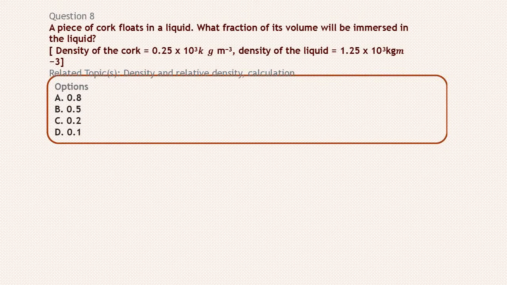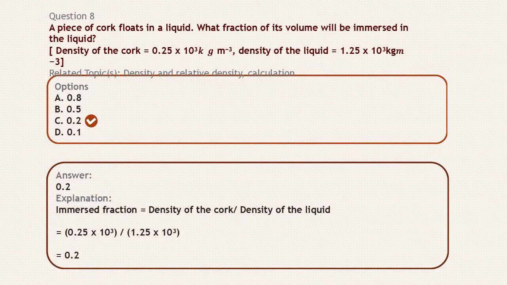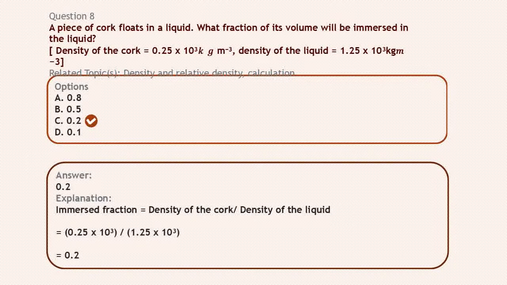If we have a body, let's say a body A floating in a fluid B, then the fraction of its volume that will be immersed is going to be the density of that body over the density of the fluid in which it is floating. So the volume of this cork that will be immersed, that will go down in that liquid, is going to be the density of the cork over the density of the liquid. So that will be 0.25 times 10 raised to power 3 over 1.25 times 10 raised to power 3. 10 raised to power 3 will cancel 10 raised to power 3, so we are going to have 0.25 divided by 1.25, and that will be equal to 0.2.